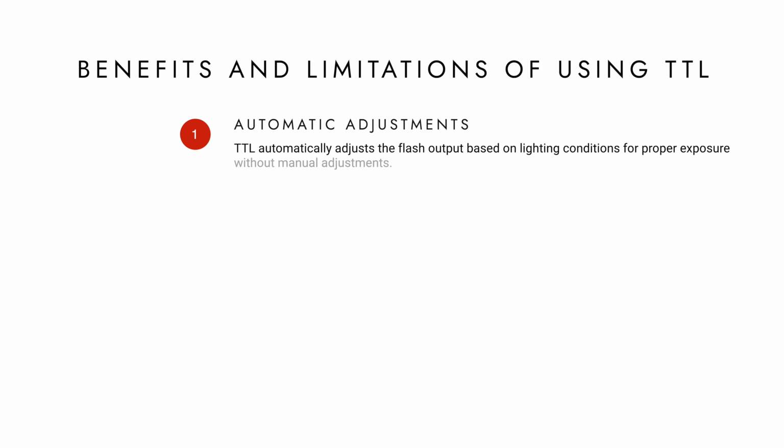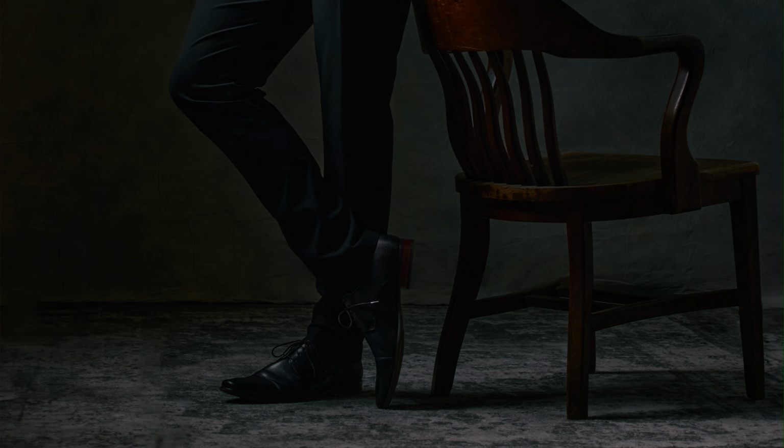Now, why would you use TTL? There are several benefits, but also important limitations to be aware of. First, automatic adjustments. TTL automatically adjusts the flash output based on the lighting conditions, making it easier to get a properly exposed image without manual adjustments.